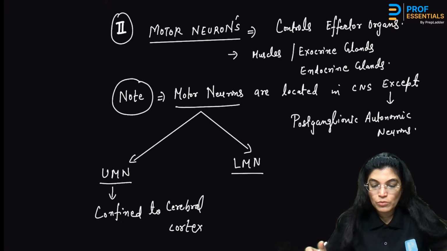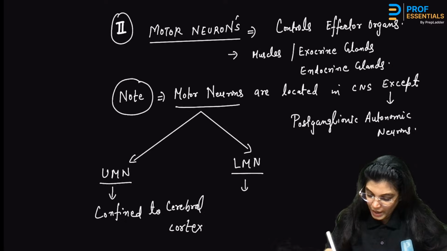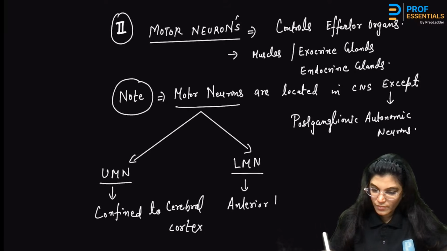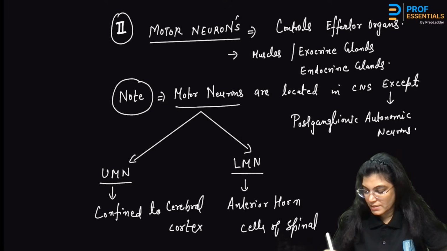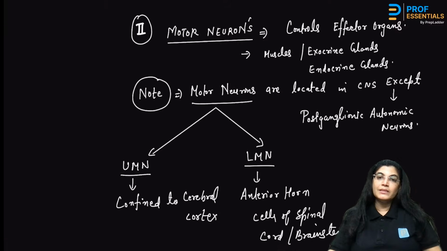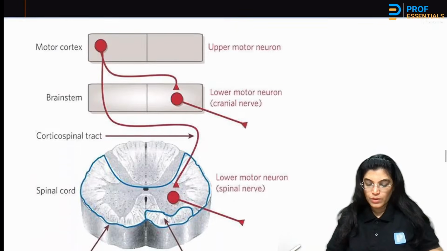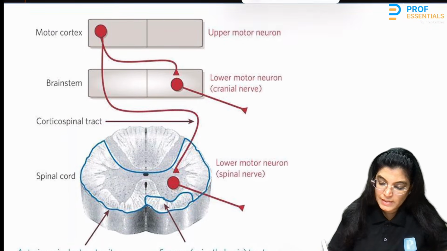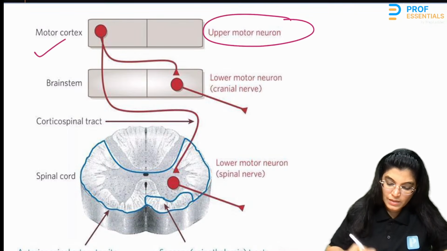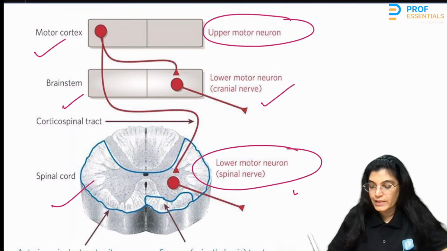If I talk about lower motor neurons, they are confined to the anterior horn cells of the spinal cord and brainstem. Lower motor neurons are present in the brainstem and spinal cord. Okay, my dear students, in this diagram you can see upper motor neurons in the motor cortex of the brain, and lower motor neurons in the brainstem or in the spinal cord.